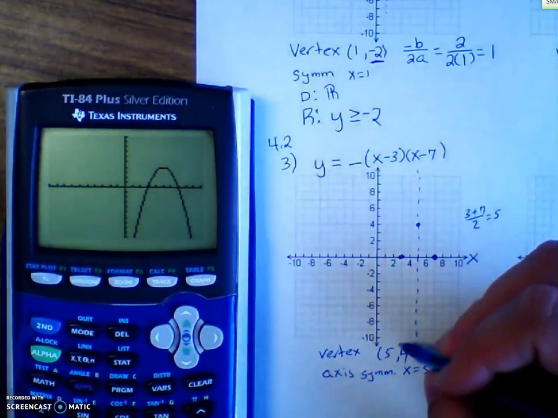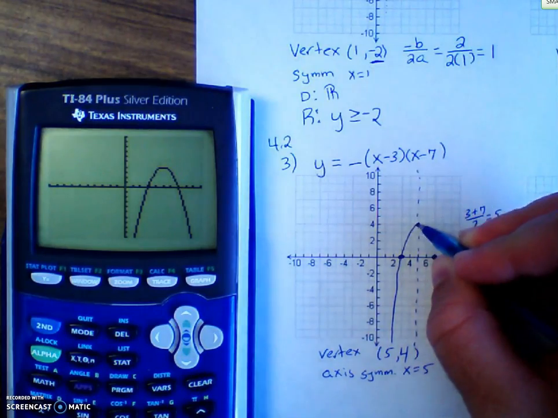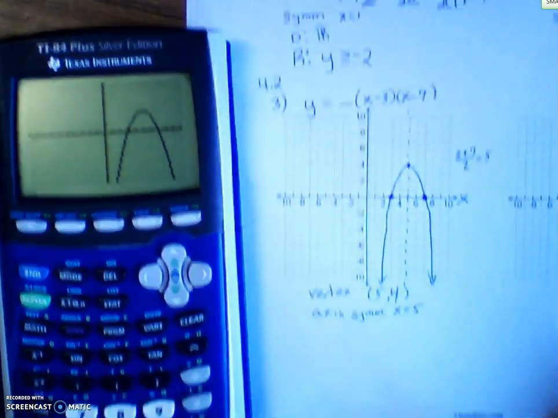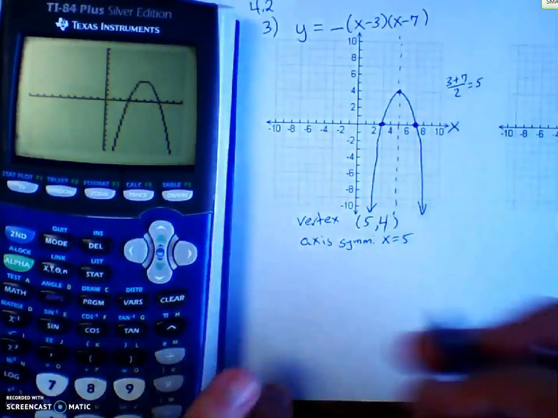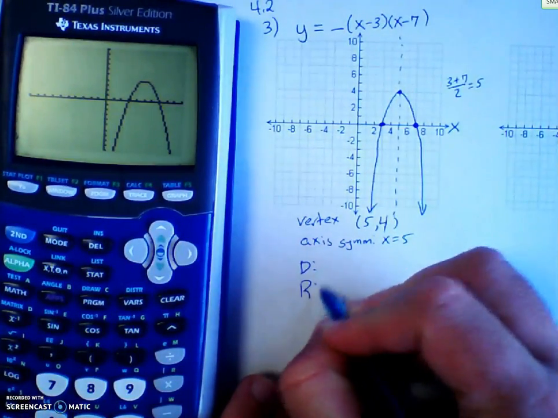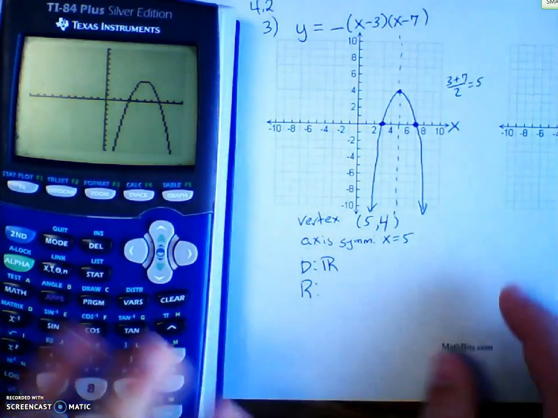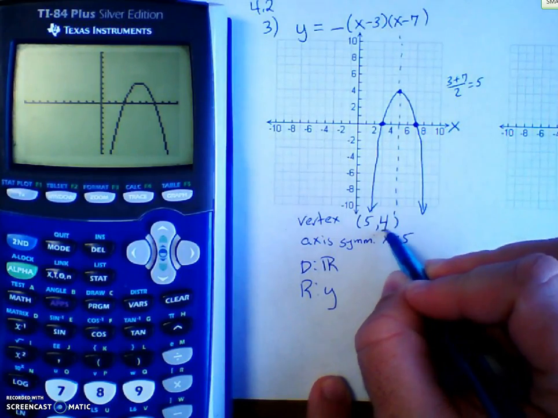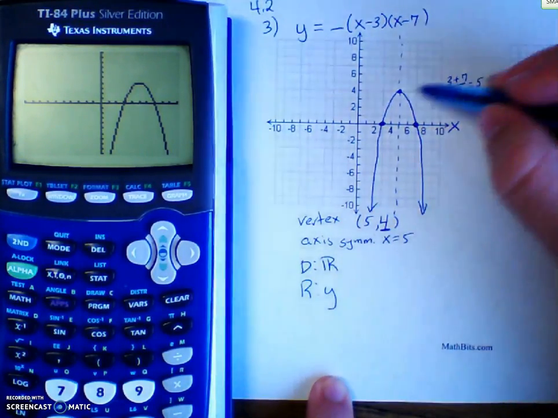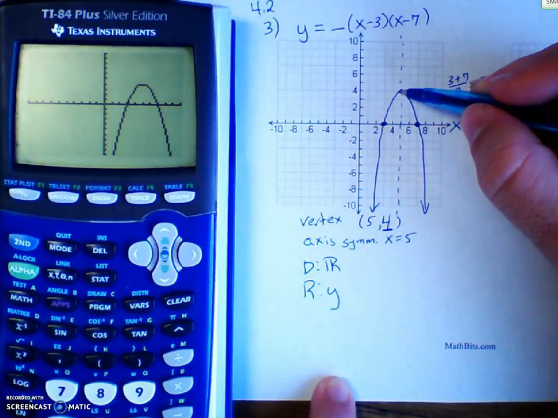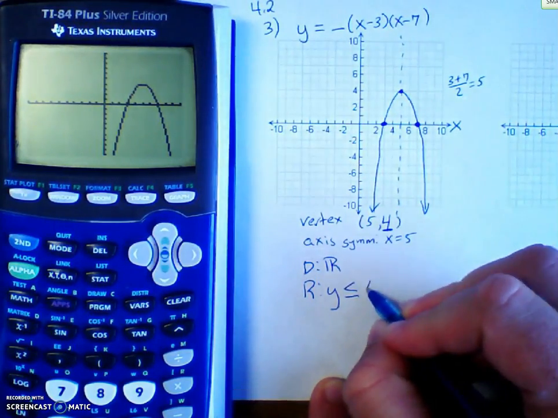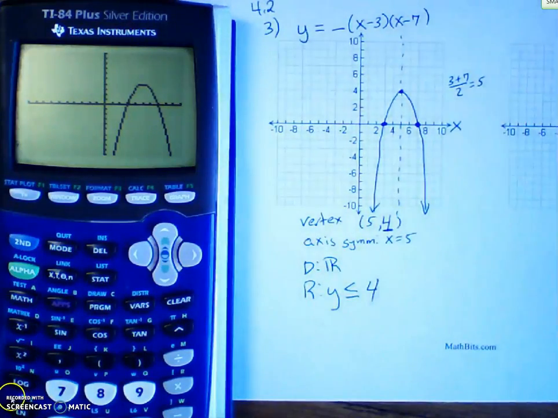But you can tell this is an N shape. The reason why it's an N and not a U is the fact that it's got this negative sign out in front. Now the rest of it, domain and range, is just like the last two problems. Your domain is all real for any quadratic. And your range this time still depends upon the y value of 4. But because this is an N shape, 4 is the highest point it will reach. It's 4 and then everything below 4. So it's y less than or equal to 4 instead of greater than.